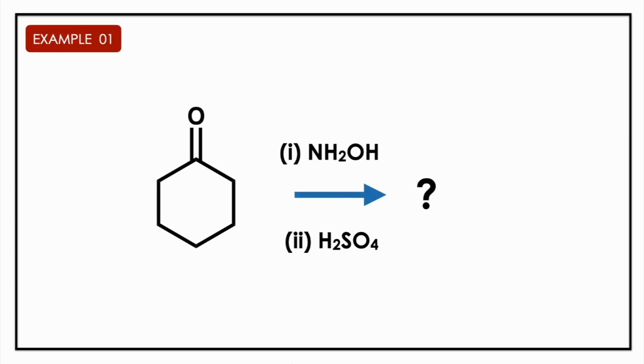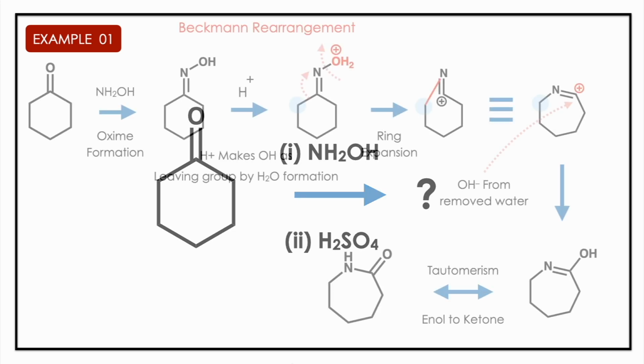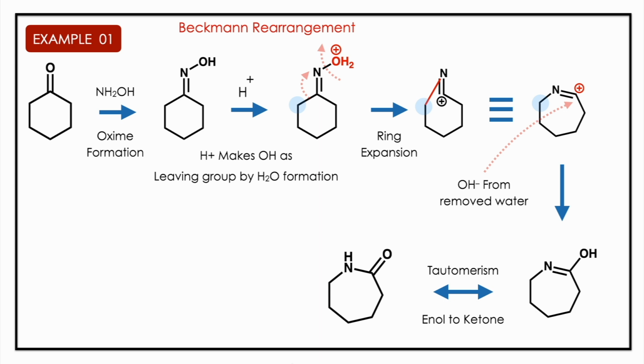Let us see the first example, cyclohexanone. First step you are using hydroxylamine, then sulfuric acid. You should find what will be the final product. Here you have a ketone and you are using hydroxylamine. First step is conversion of ketone into oxime, then you are using the acid. So there is a possibility of Beckmann rearrangement.